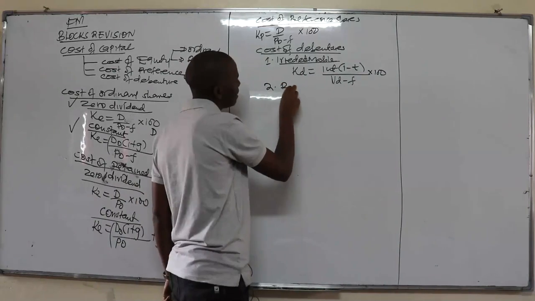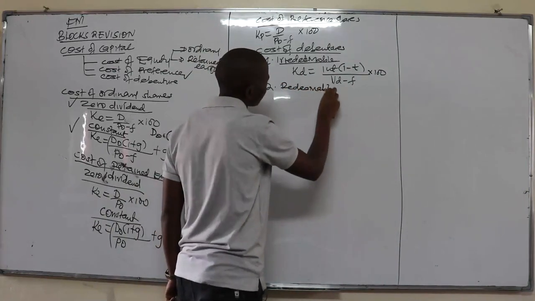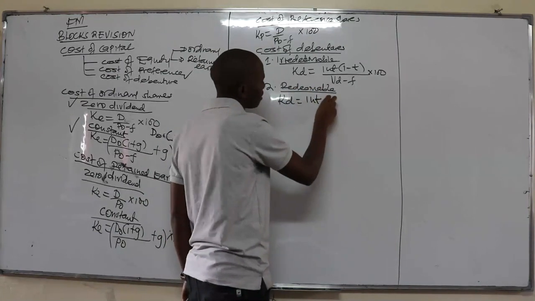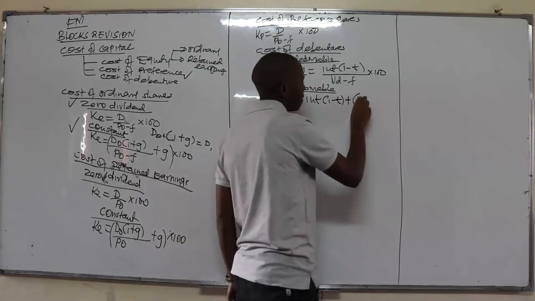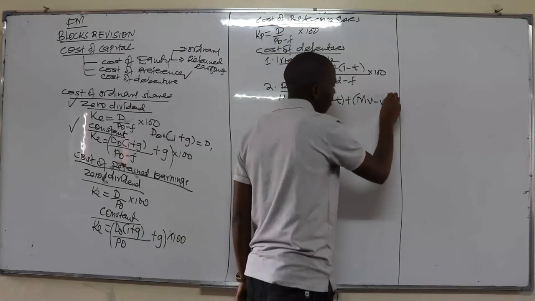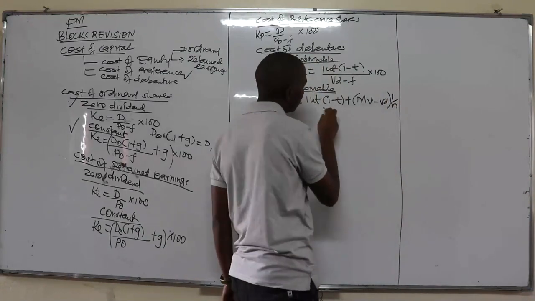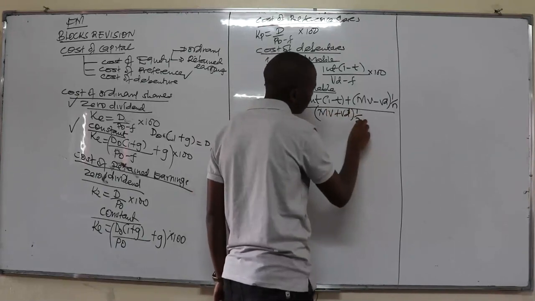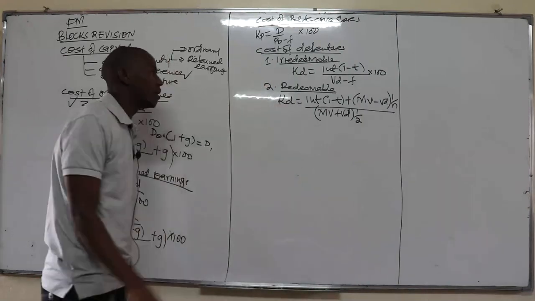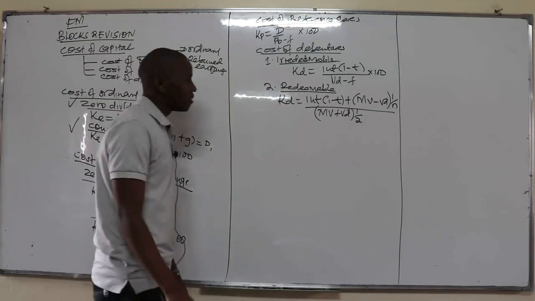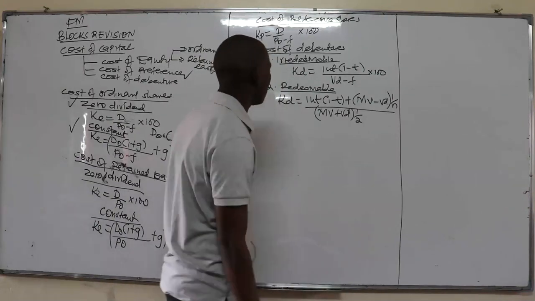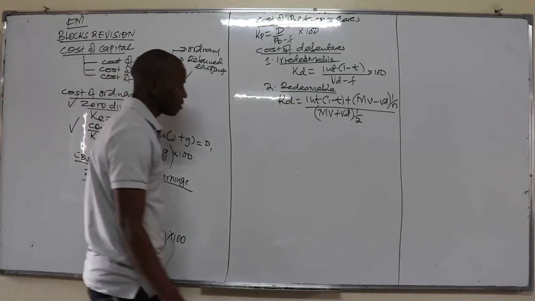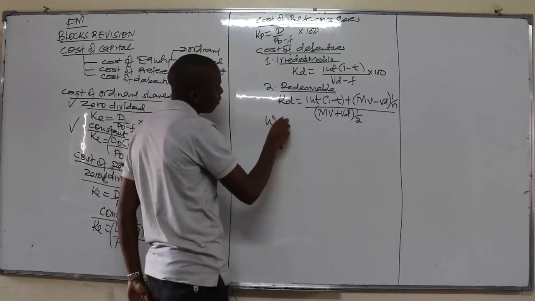If it is redeemable, to get the KD, it will be the interest (1 minus tax) plus the maturity value minus the value of debenture over N, then you divide by the maturity value plus value of debenture over 2. That is what you call the redeemable debentures. Therefore, that is how you get the cost of each component of the cost of capital. So in this case, there is now what we call the WACC.